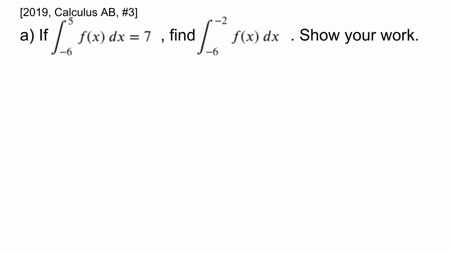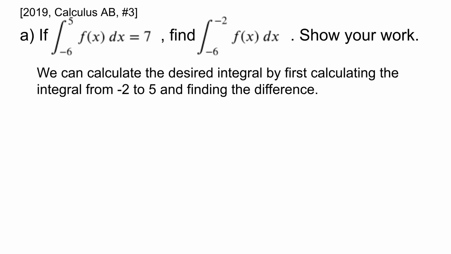In part A of this question, if it is known that the integral from -6 to 5 of f of x dx is equal to 7, we are asked to find the value of the definite integral from -6 to -2 of f of x dx and to show our work. So what we can do is calculate the desired integral by first calculating the integral from -2 to 5 and then finding the difference.